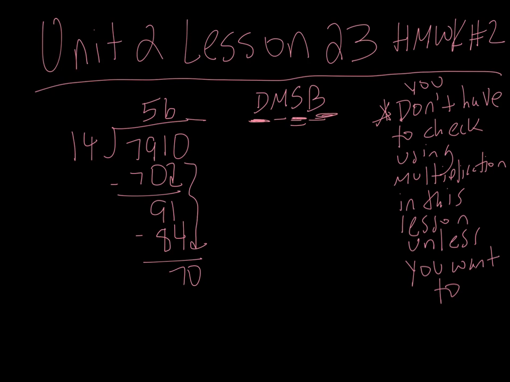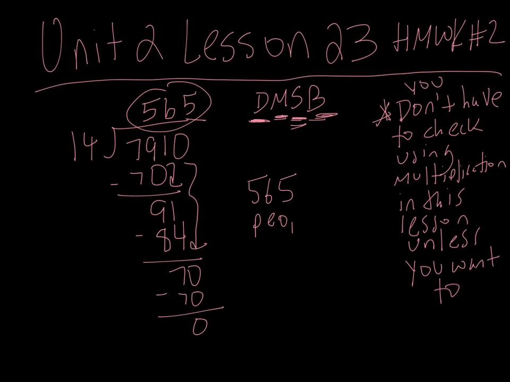And now I must divide again. 14 goes into 70. We already know 5 times. Multiply after you divide. 14 times 5 is 70. Subtract after you multiply, and you get 0 as a remainder. There are no more numbers to bring down, so my answer is 565 people per country.